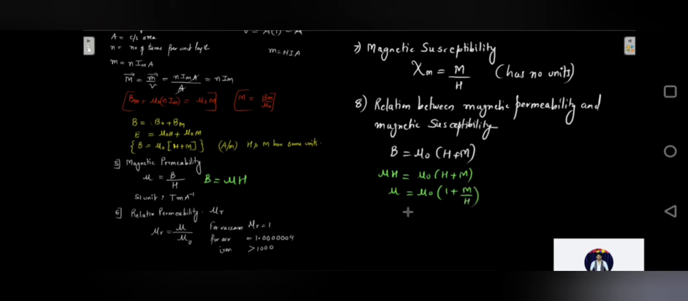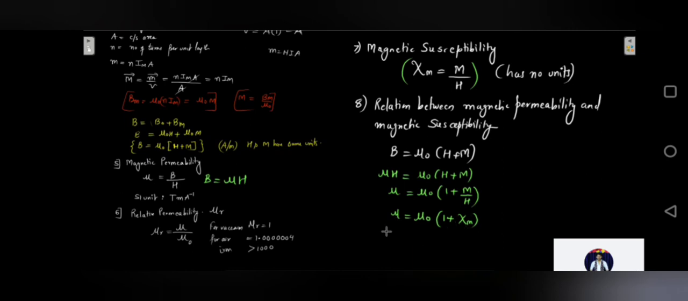And what is M upon H? From here, M upon H is nothing but magnetic susceptibility. So mu will be equal to mu naught into 1 plus psi M. I got a relation over here between magnetic permeability, that is mu, and magnetic susceptibility, that is psi M.